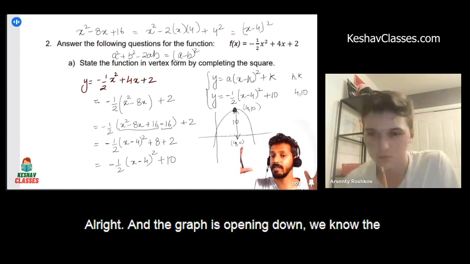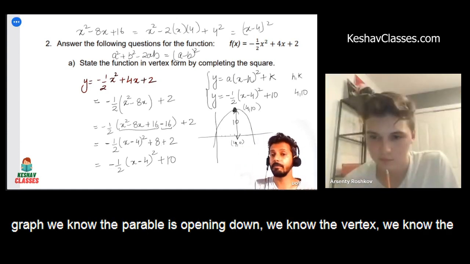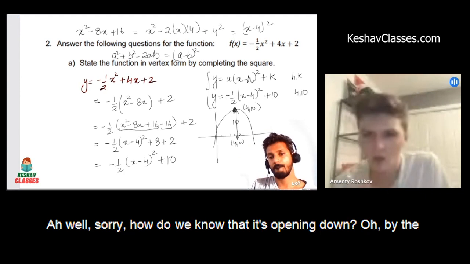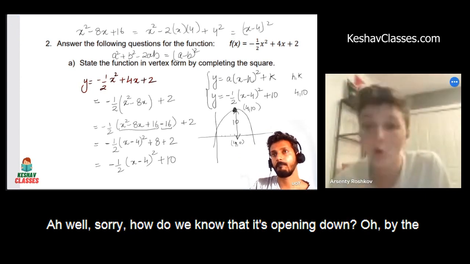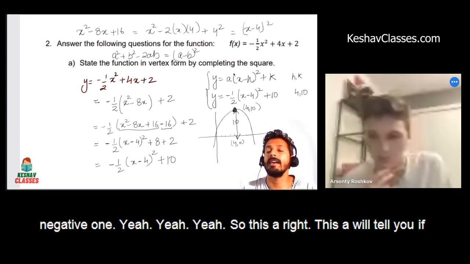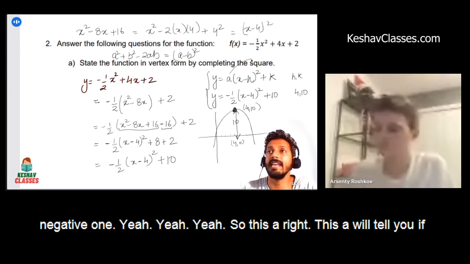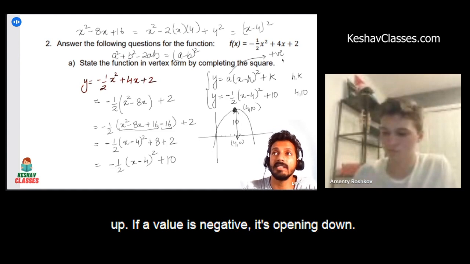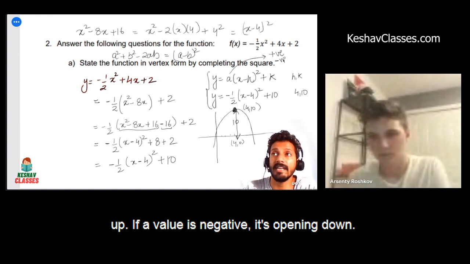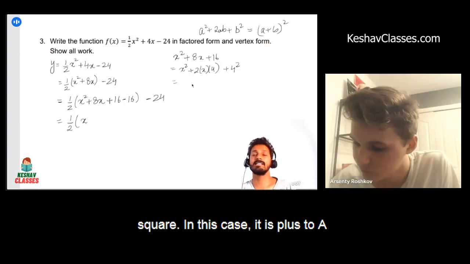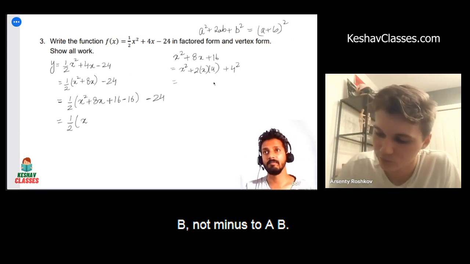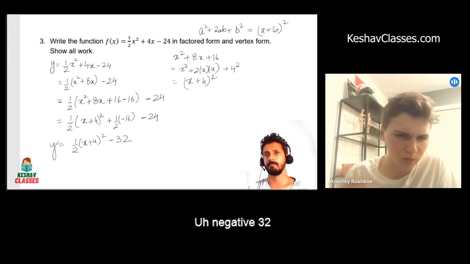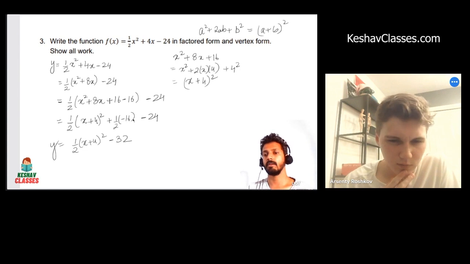All right, and the graph is opening down. We know the parabola is opening down, we know the vertex. Sorry, how do we know that it's opening down? Oh, by the negative one? Yeah. So this a will tell you if it's opening up or opening down. If a value is positive, it's opening up. If a value is negative, it's opening down. It is plus 2ab, not minus 2ab. So, negative 32? Yeah. Okay.